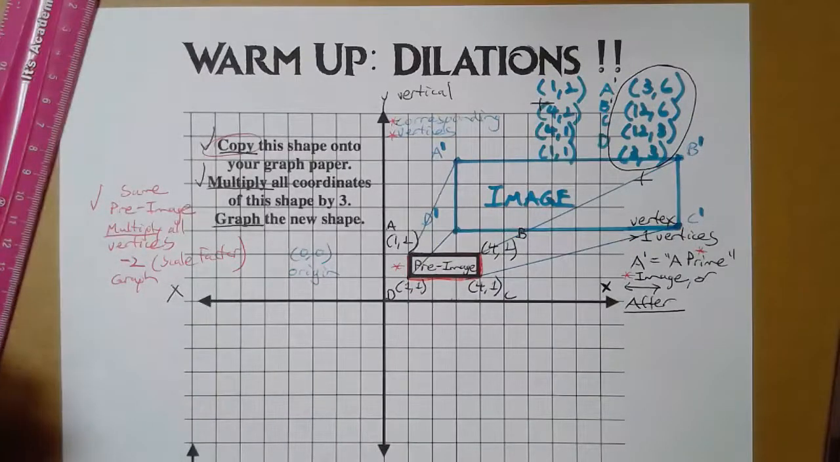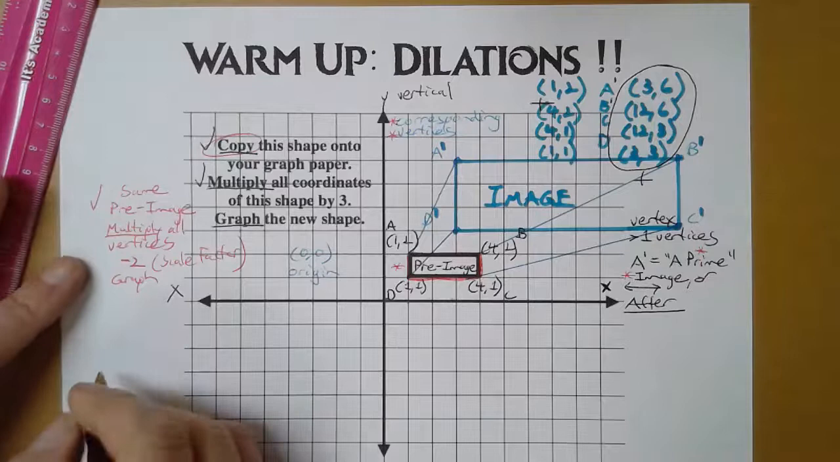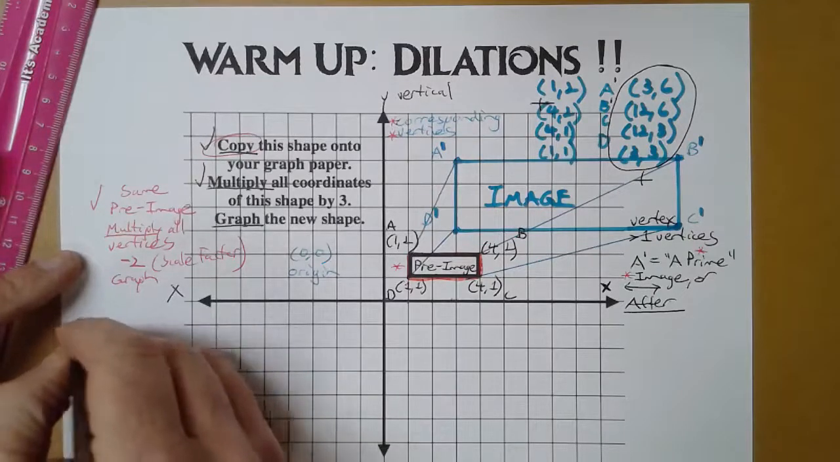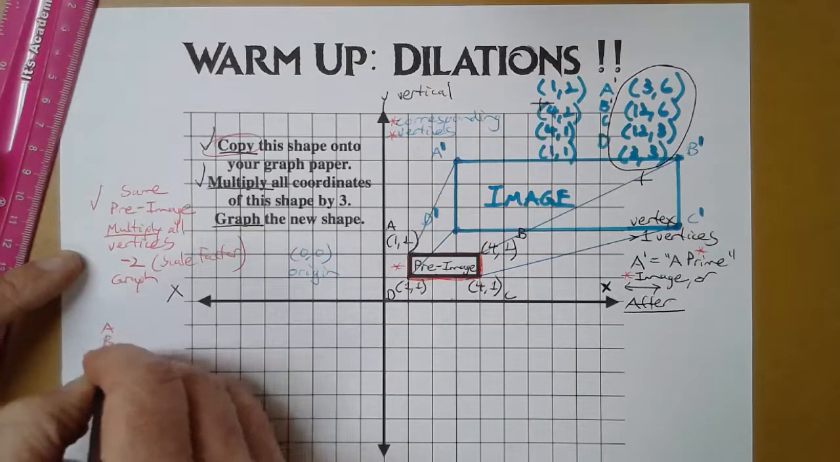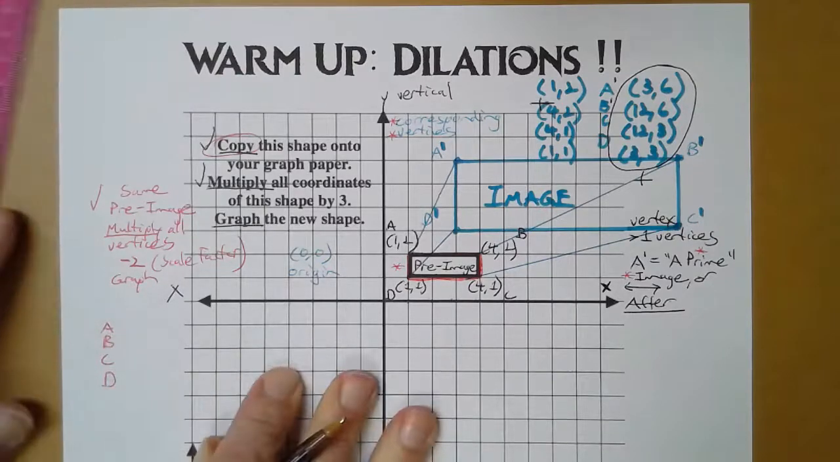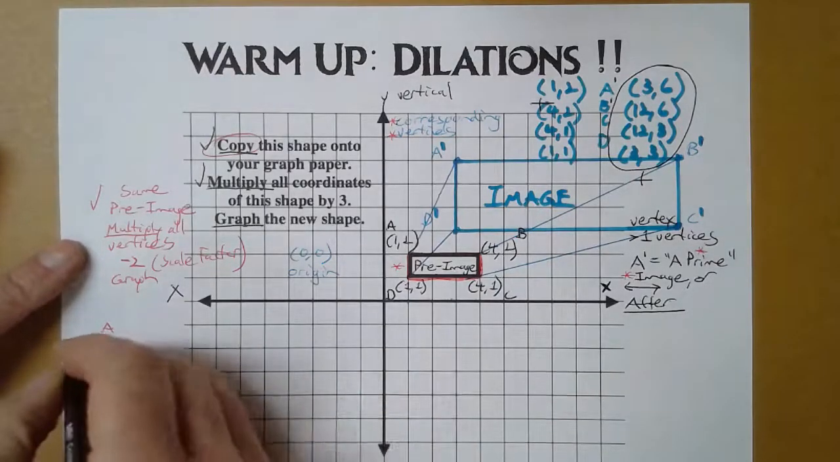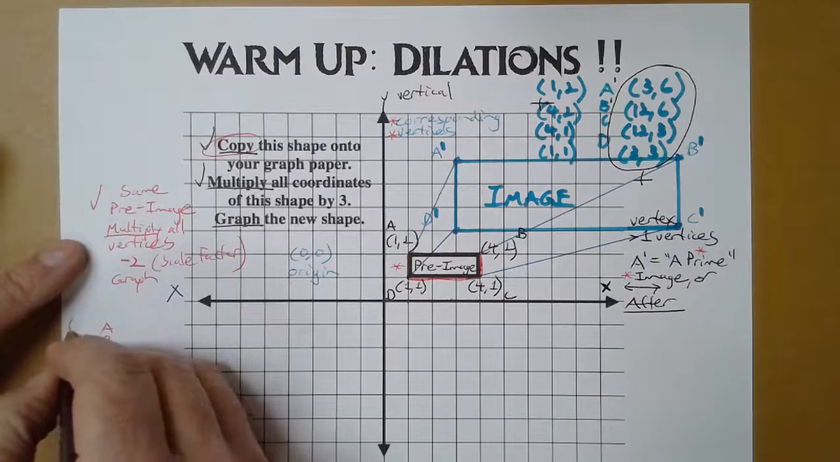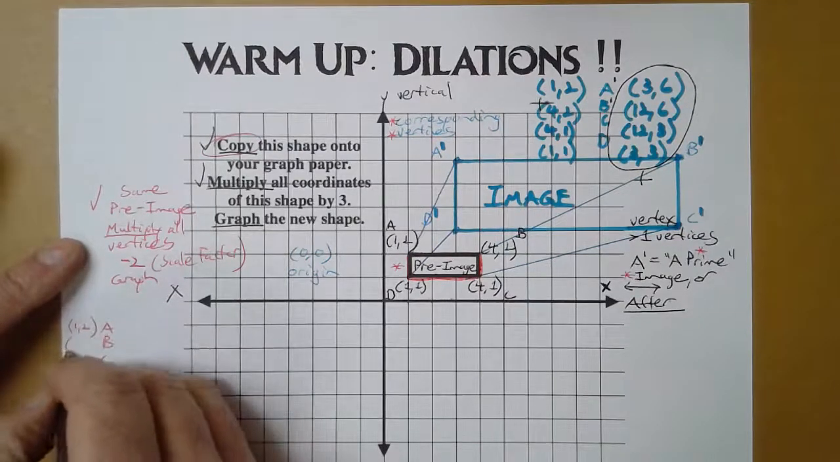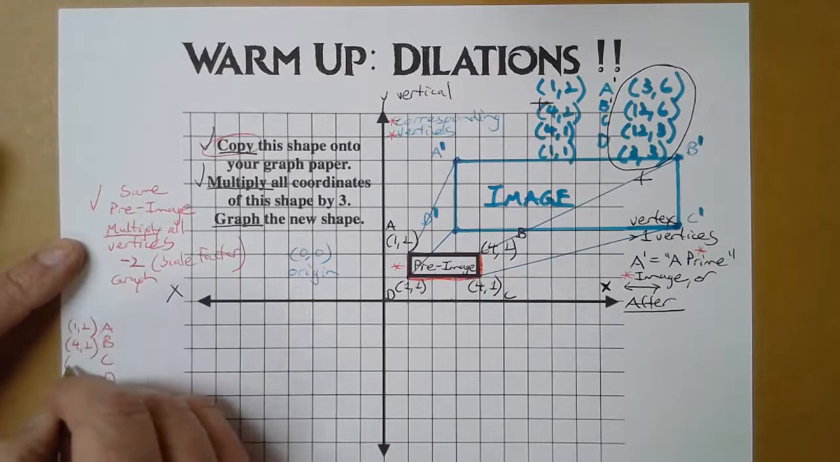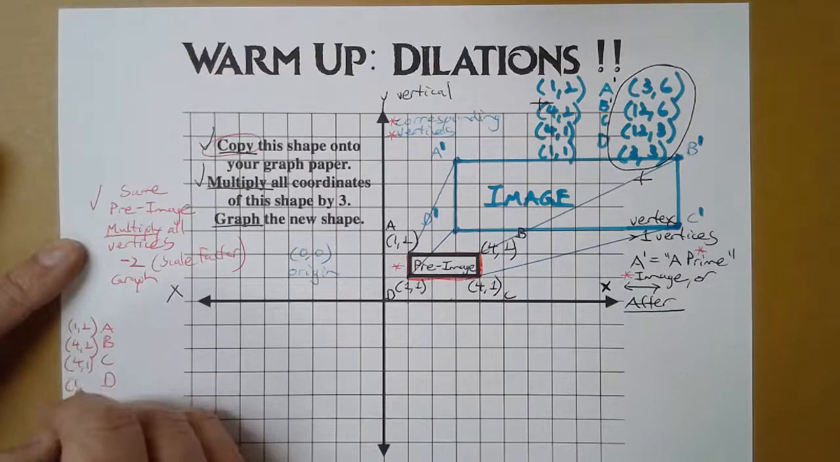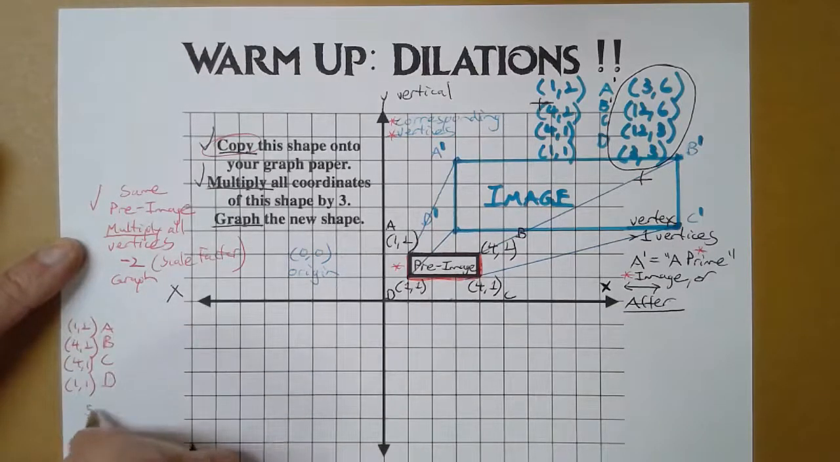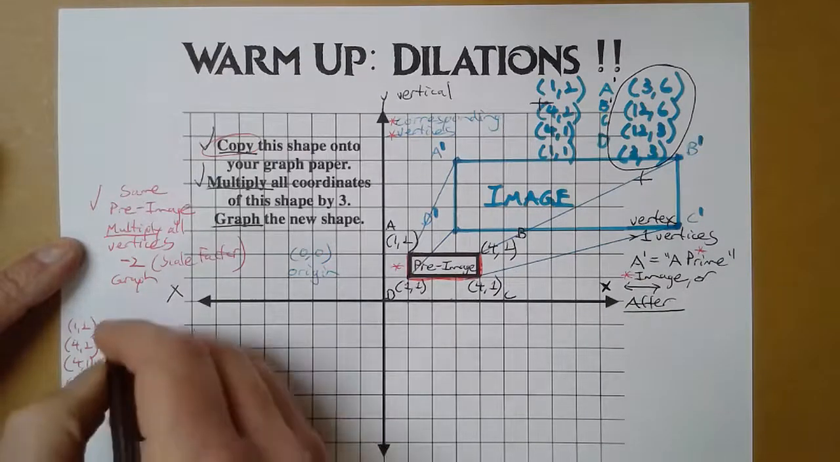Okay. So, let's take A, B, C, D. Can you still see this way over here? Okay. And we're starting with 1 and 2. Same coordinates we started with last time. 4 and 2, 4 and 1, 1 and 1. Now our scale factor is going to be -2 this time.